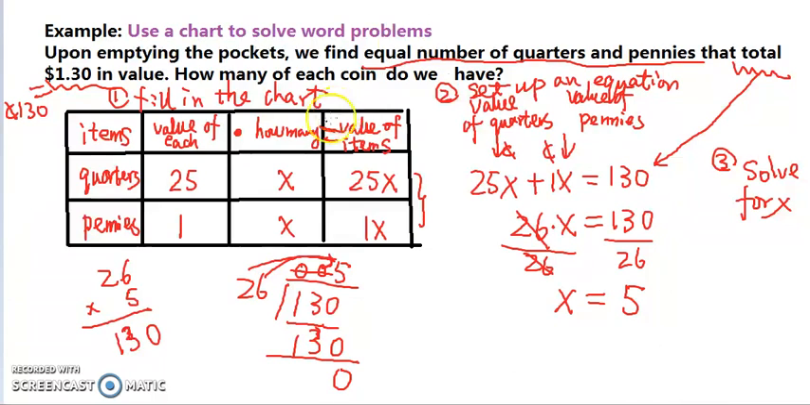Then we go back to the problem and write down the answer for x. That tells us we have 5 quarters and 5 pennies. We can double-check our answer. 5 quarters is 25 times 5, that's 125 cents. Plus 5 pennies, 125 plus 5 is 130 cents. That's exactly correct.